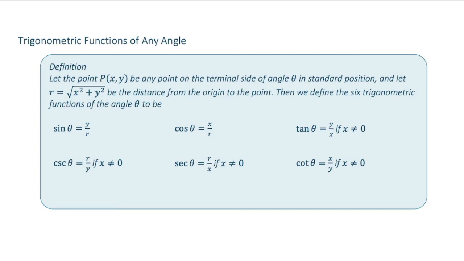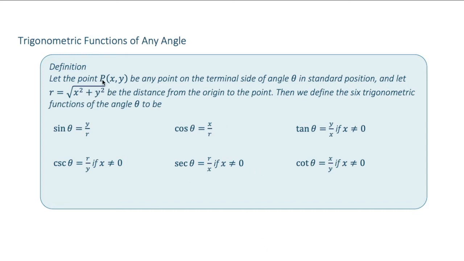We'd like to be able to define trigonometric functions for angles beyond just acute angles, angles that are less than 90 degrees. And so we need a way to extend our definition. And instead of defining them based on a triangle per se, but doing it based on a point. So this is how we do it.